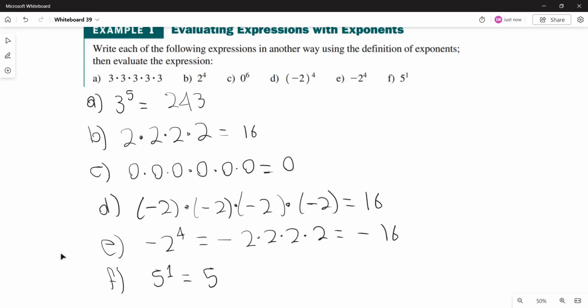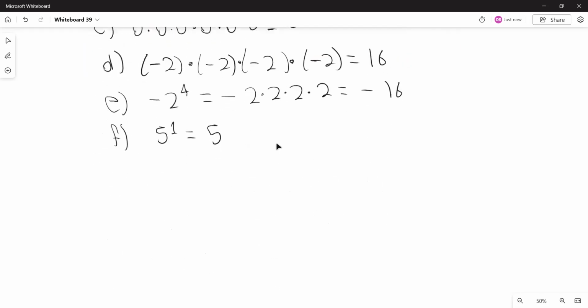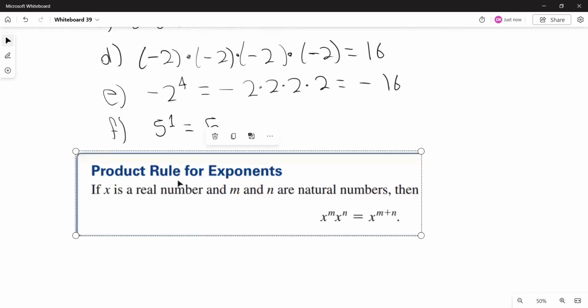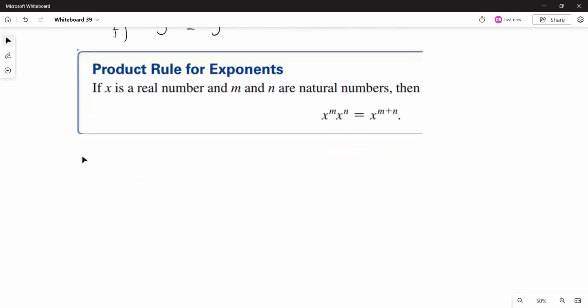Okay, so we have several rules for exponents that I will mention one by one. The first rule is the product rule. Is the product rule for exponents. So we're still on page 282. If x is a real number and m and n are natural numbers, then x to the m times x to the n is equal to x to the m plus n. And as a note, the rule doesn't work for different bases.